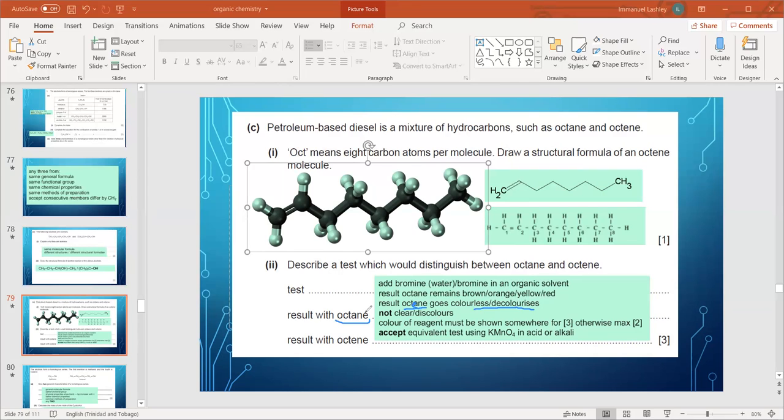Right? With the alkane, it shows no change, meaning that it remains the color of the reagent, which is either bromine water, which is a brown orange or brown red color, or with the KMnO4, potassium permanganate is purple, it remains purple in color. All right, so moving on.